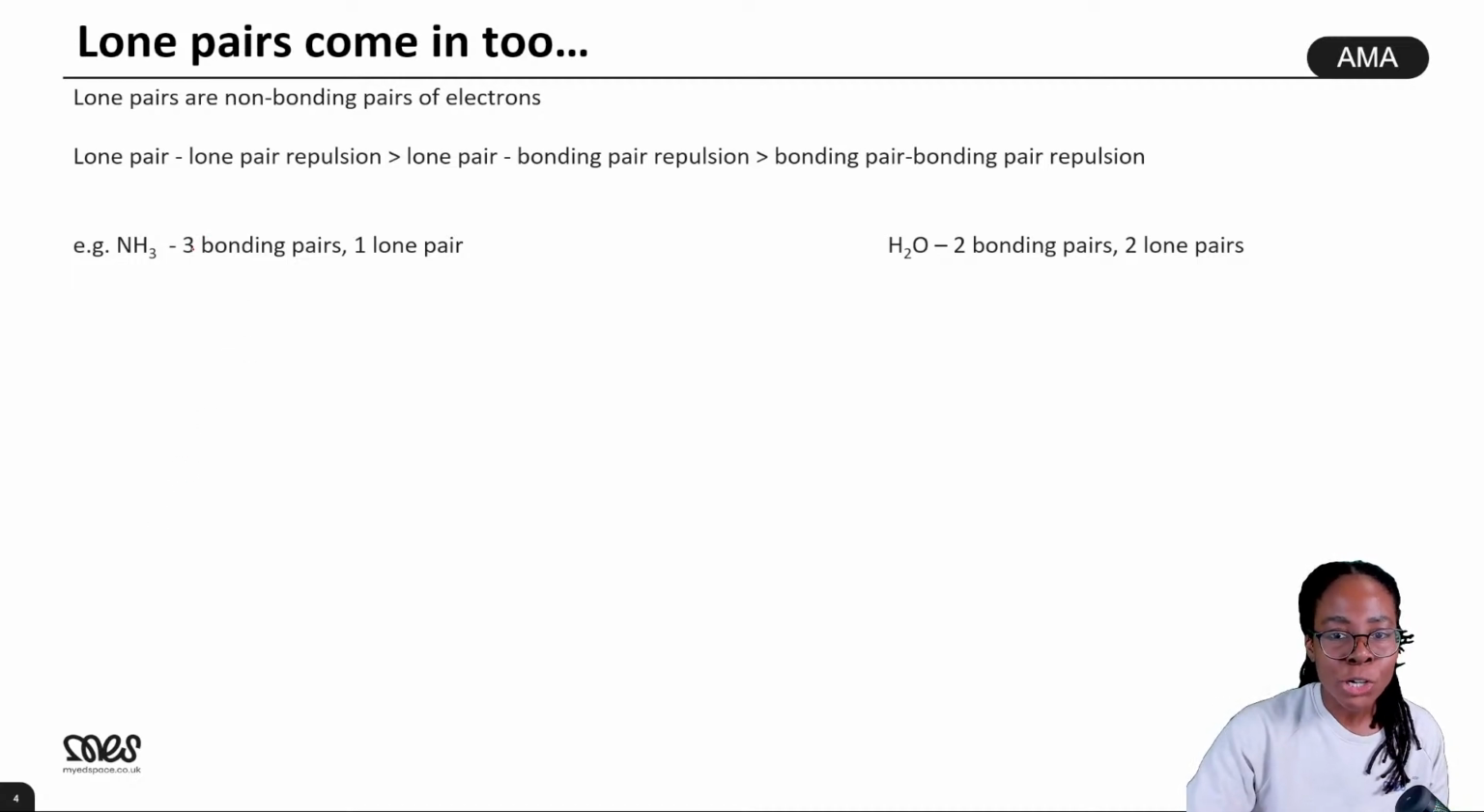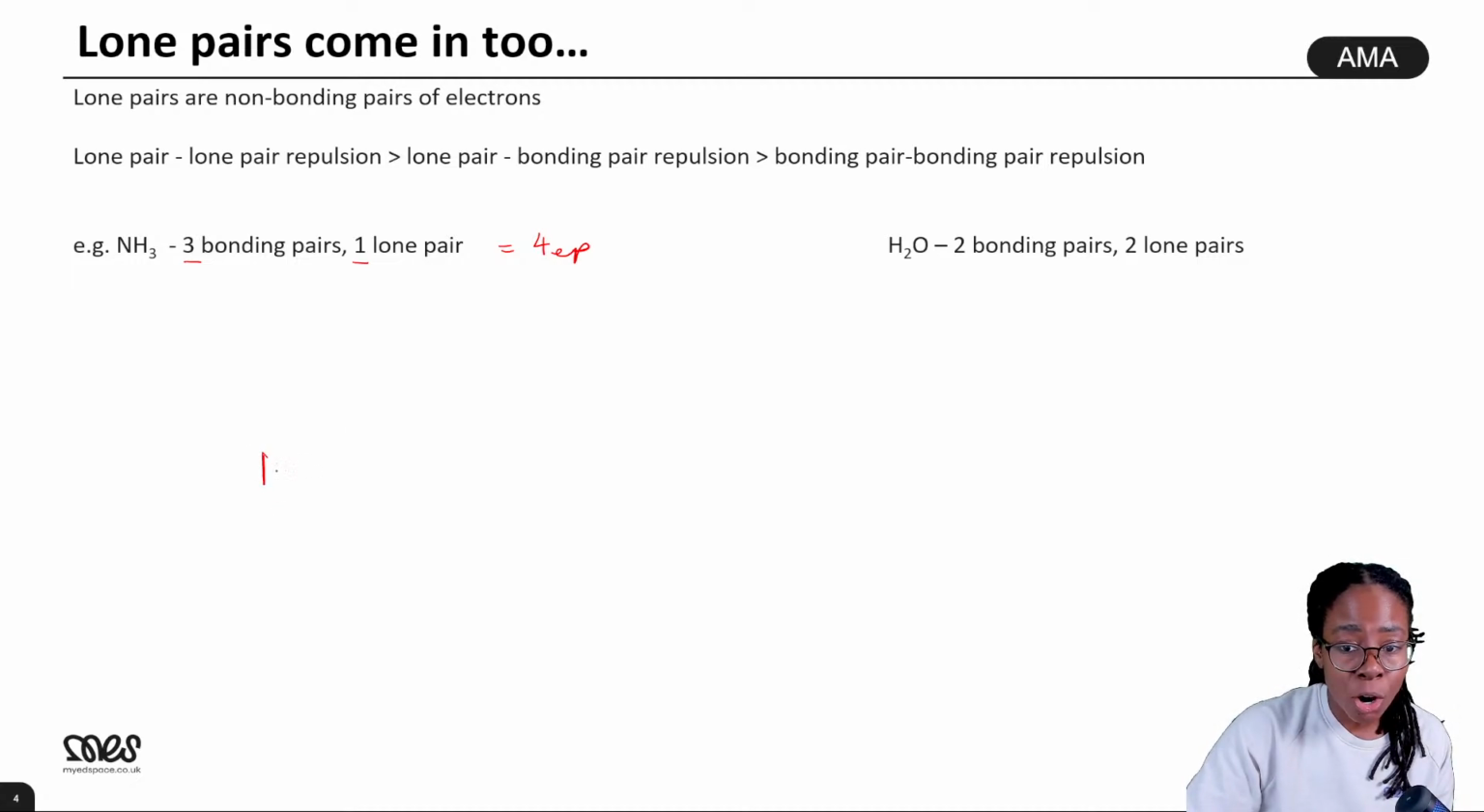And I'll show you how to figure out how many bonding pairs and how many lone pairs coming up next. But first, let's see how our lone pairs actually affect our shape. No, A, this is A level, so you'll see this in year 12 when you join my A level chemistry class, okay? So if we've got 3 bonding pairs and 1 lone pair, the total is still 4 electron pairs, so our shape is still based on tetrahedral to start off with. So we can start there.